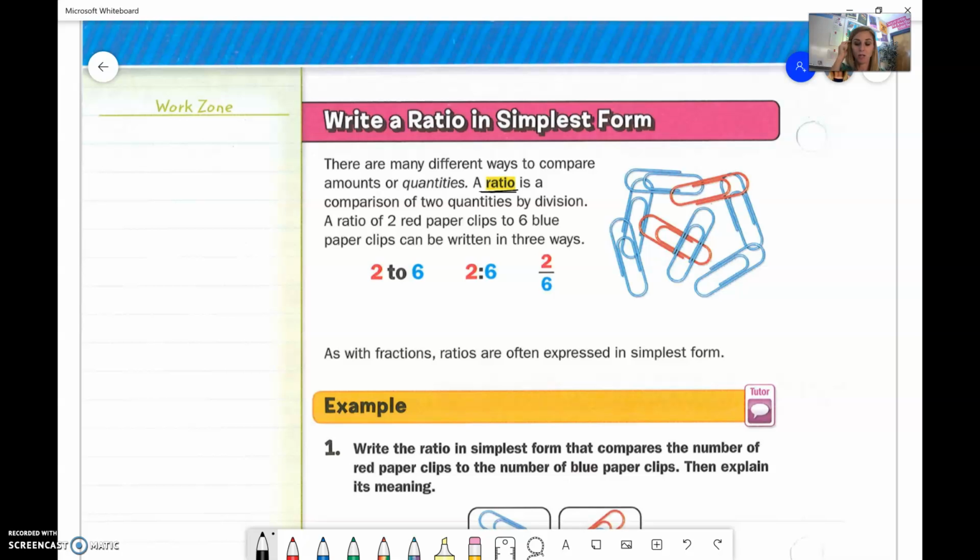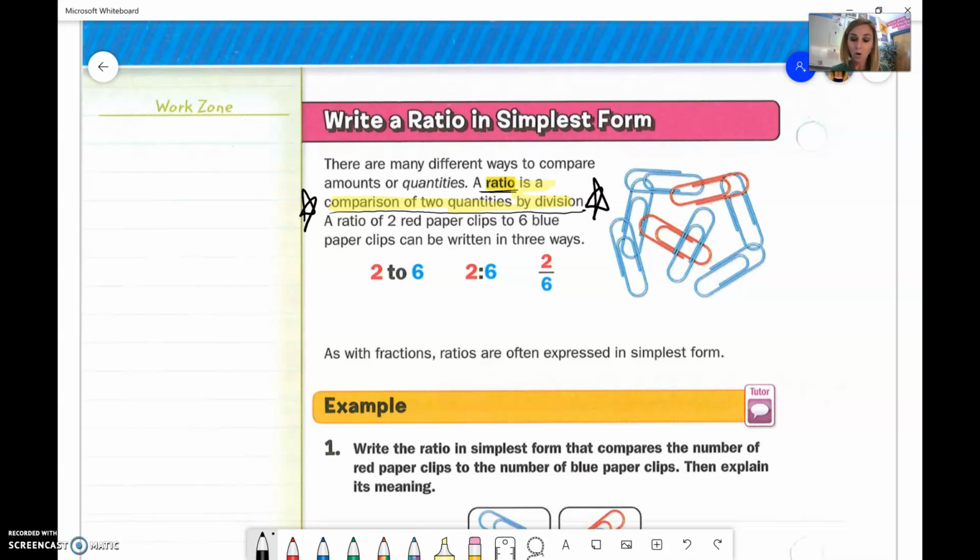We can use a ratio. Now, take a look at this. It says a ratio is a comparison of 2 quantities by division. Okay, if I were you, I would circle that, I would star that, I would highlight that. If you have a highlighter, I would highlight the whole thing right there, okay, or underline it, whatever you need to do. But we have to remember that a ratio is a comparison of 2 quantities by division.